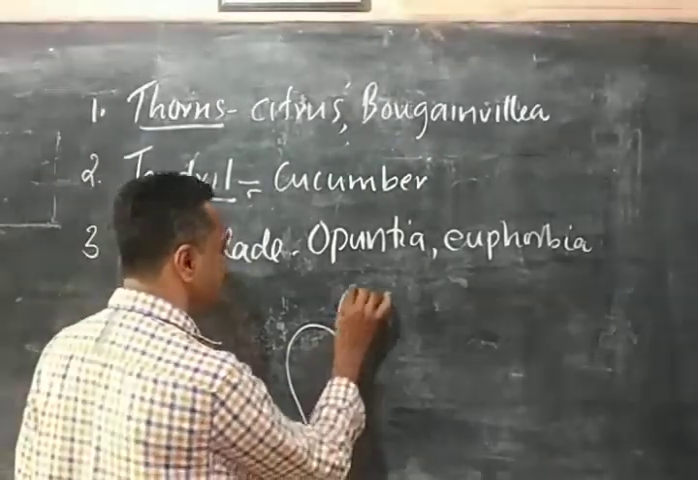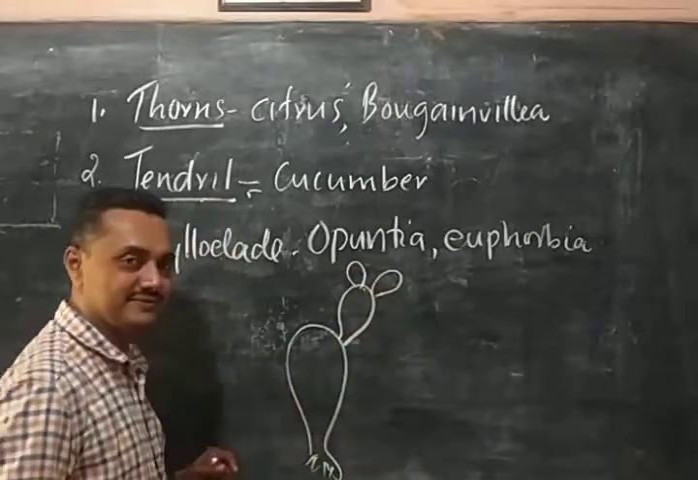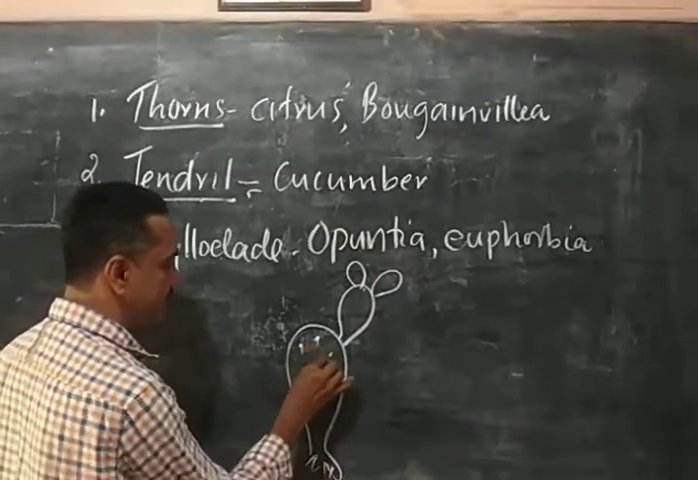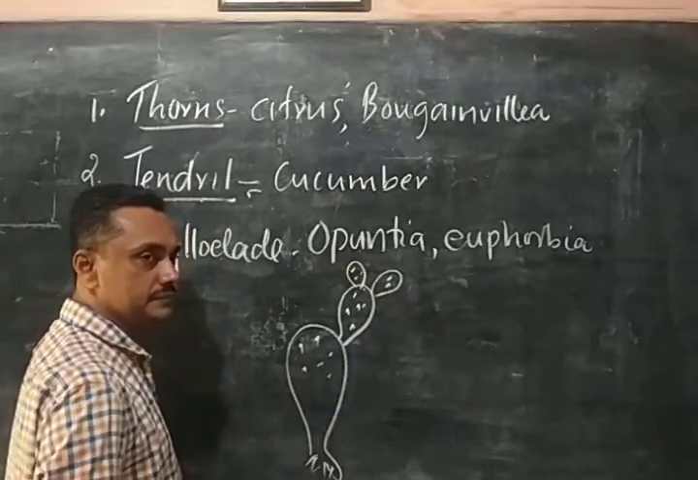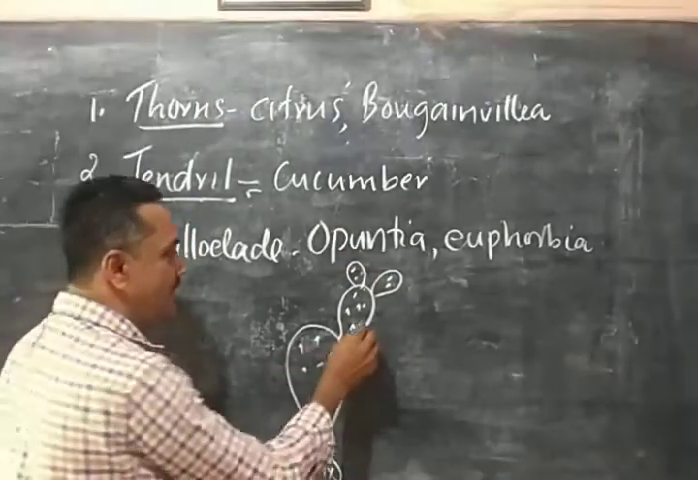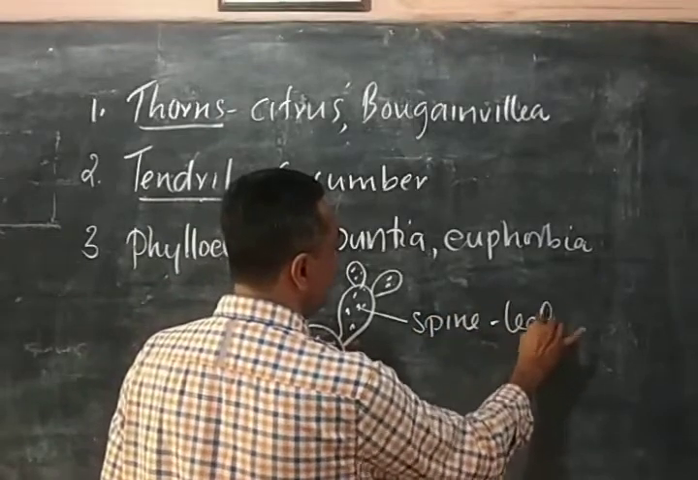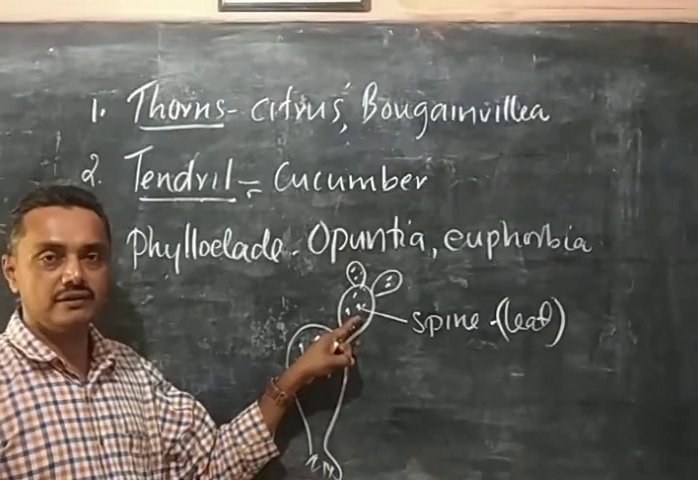This will grow like that. And this is a green structure with spines on it. You can see spines like that. See, in this structure the leaves are modified into spines. Spine is the modified leaf. Leaves are converted into spines.